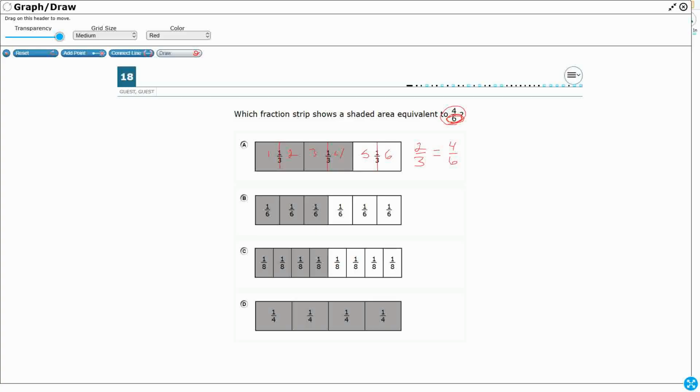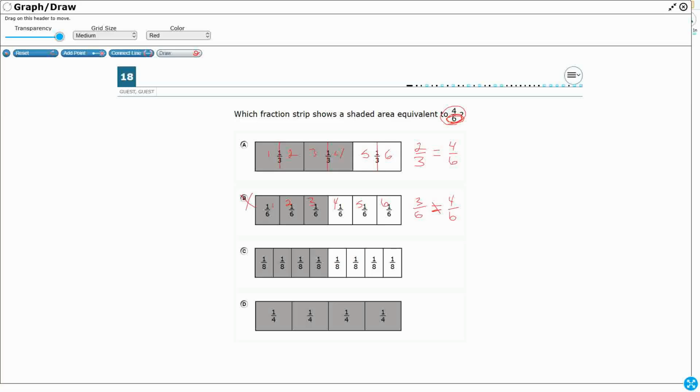We can get 4/6. Let's take a look to make sure all the other ones are incorrect. I don't need to do anything to B because it's already sixths. So I'm just going to count 1, 2, 3, and that's the problem. You cannot change 3/6 into 4/6. So that equal sign with that slash means it's not equal to 4/6. So it's definitely not B.